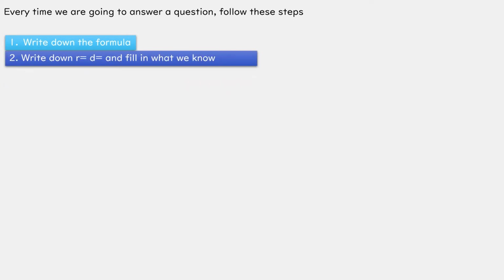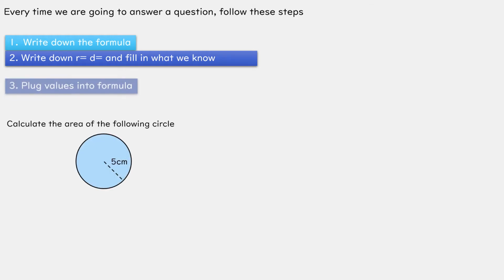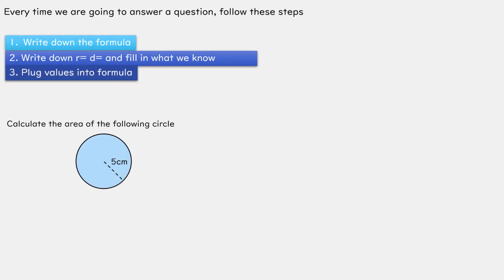Okay, so we're now going to move on to being able to answer some questions. So every time we answer a question, we're going to do 3 things. We're going to write down the formula, write down the values of the R and D, so the radius and diameter, and we're going to then plug in the values, and that's all you need to do for a question. So let's have a look.